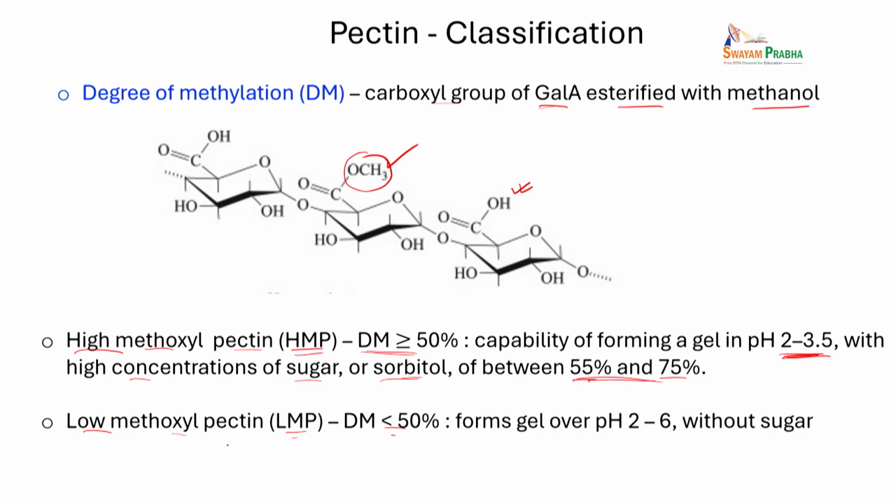Whereas low methoxy pectin, which contains less than 50% esters, can form gels over a wide range of pH from 2 to 6 without adding any further sugar. So the gelling property of pectin depends a lot on the degree of methylation. If you want to make a good gel, low methoxy is easy to make. With high methoxy you can also do it, provided that you change the pH in a narrow range, and then you add additional sugar and sorbitol.